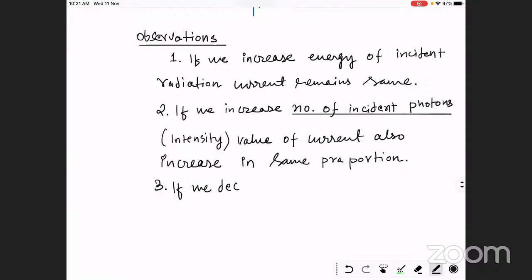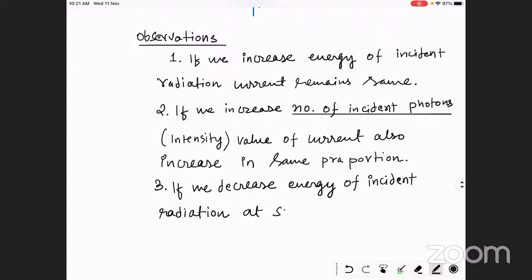If we decrease energy of incident radiation, at some point value of current will become zero.